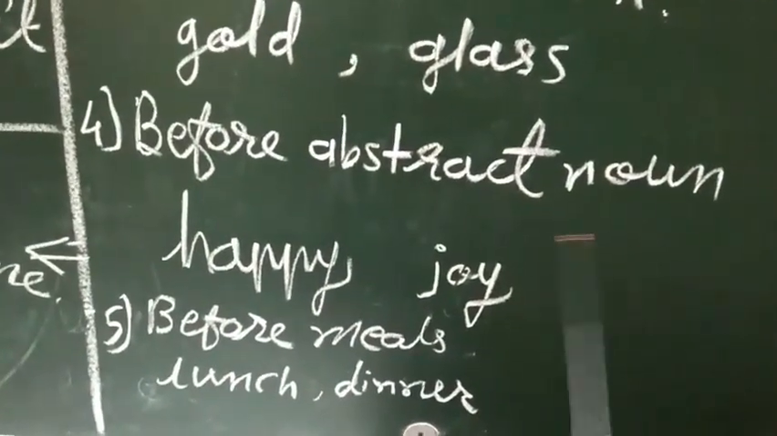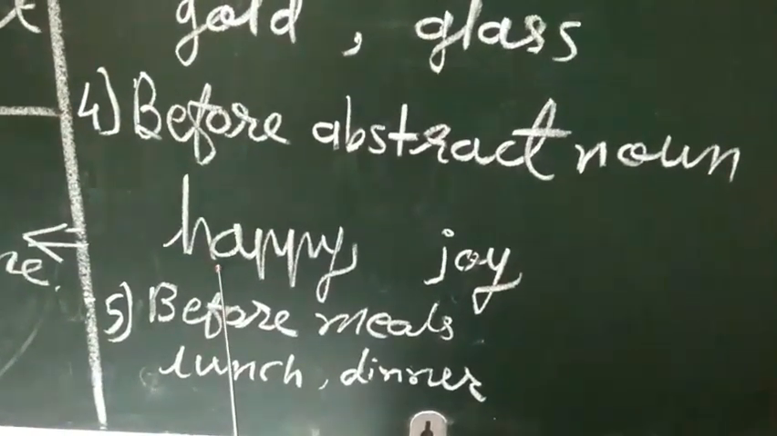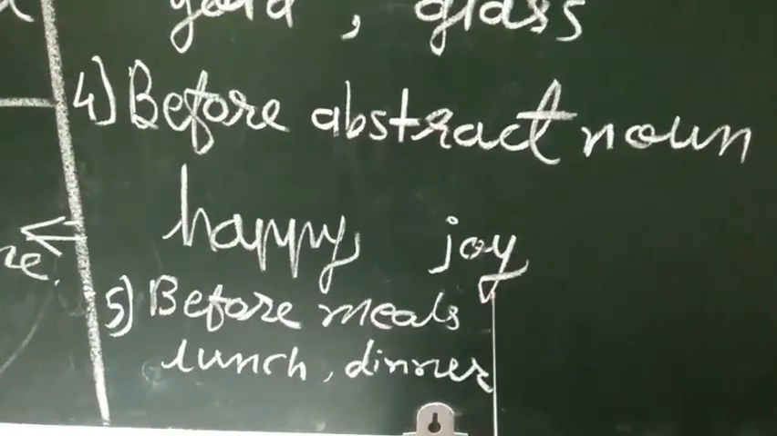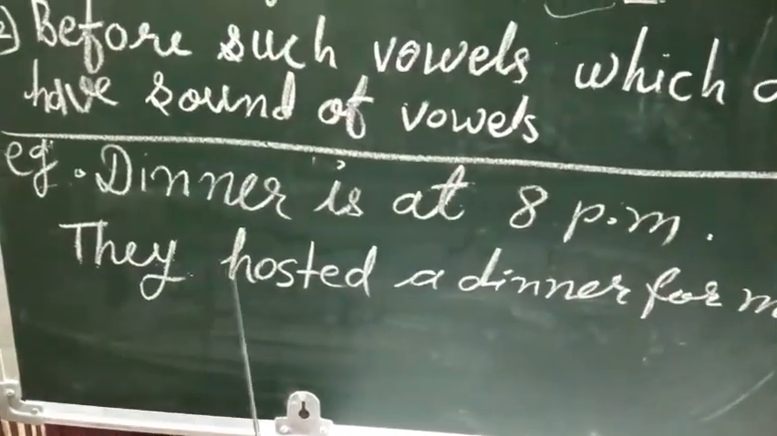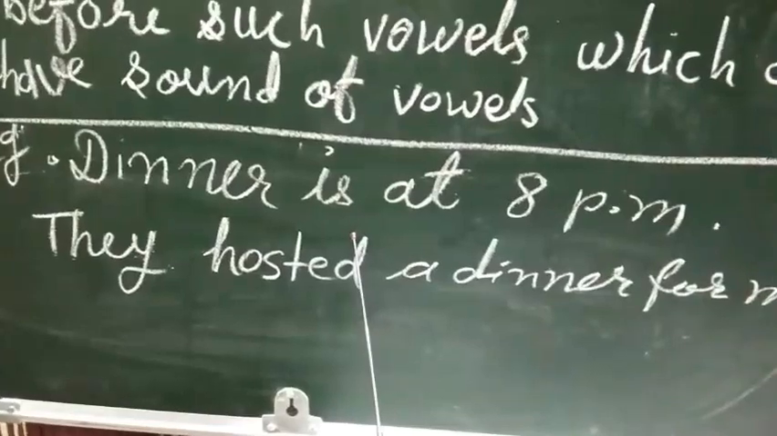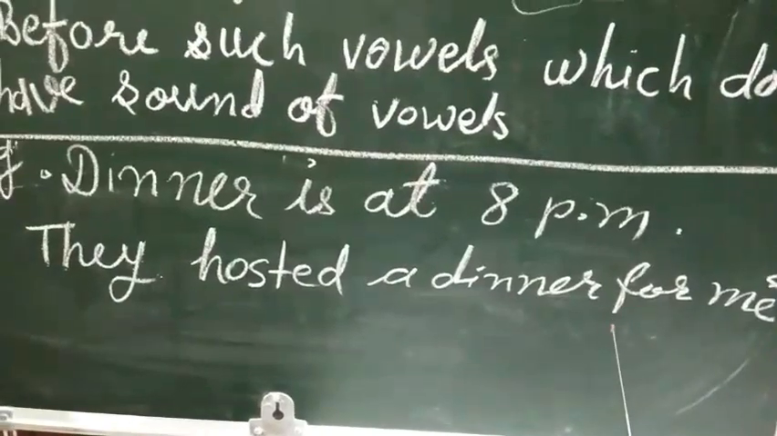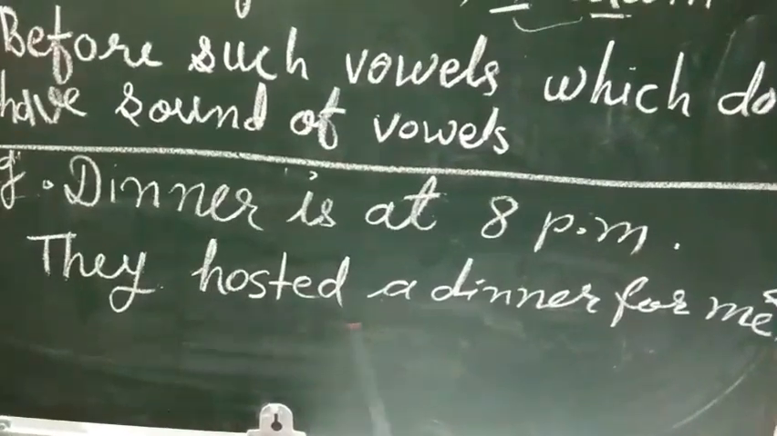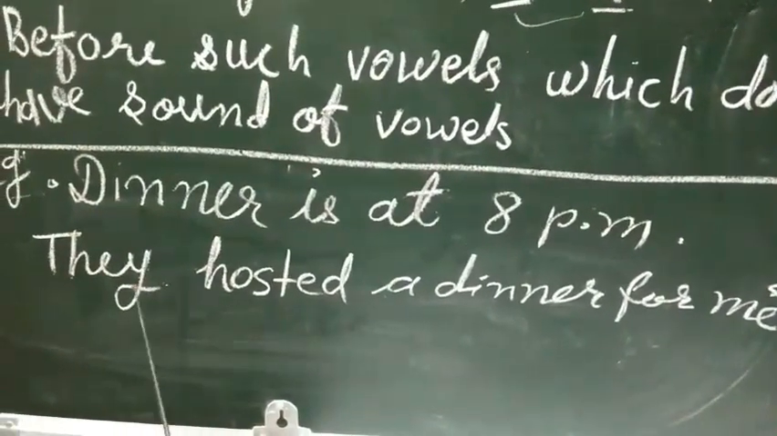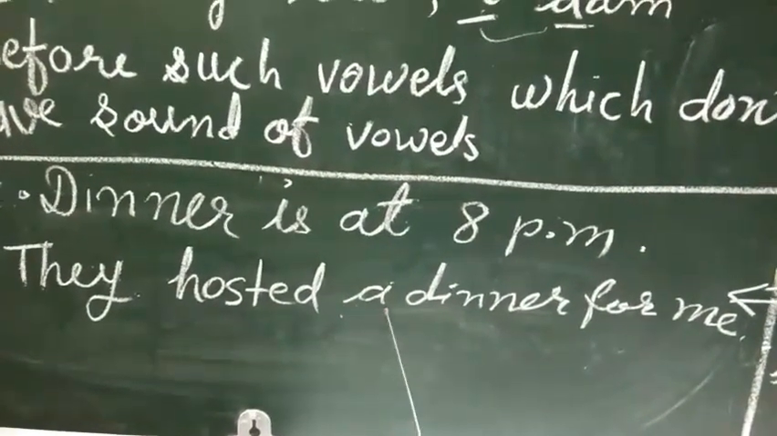Before abstract nouns. What is abstract? Abstract means feelings which we cannot show, but expression we can show: happy, joy. Before meals: lunch, dinner. You cannot use it before meals, in case you are referring to a particular meal hosted by someone very special. Then you will use an indefinite article. For example, "They hosted a dinner for me." Before it is not used. "Dinner is at 8 p.m." But it is specially given by anyone, and for that it is "a dinner".